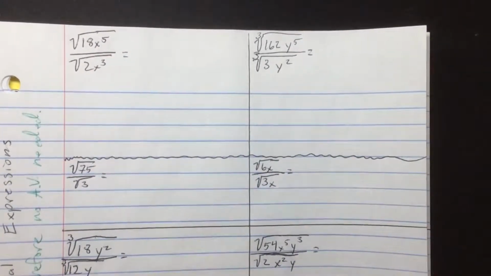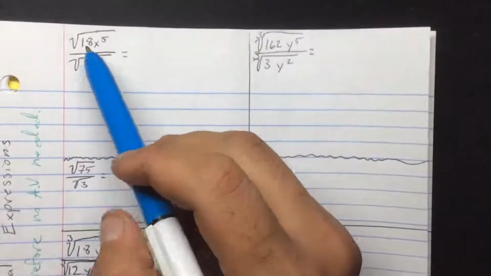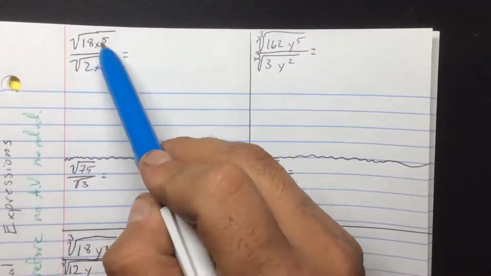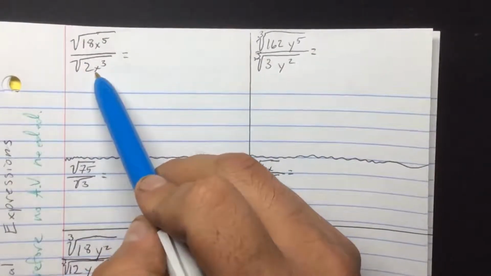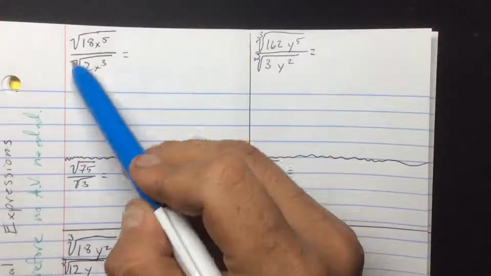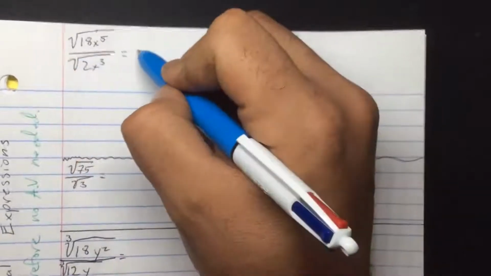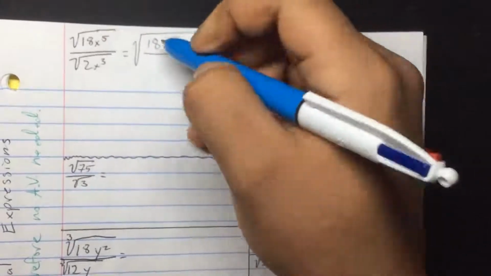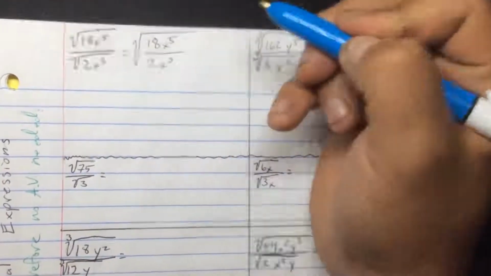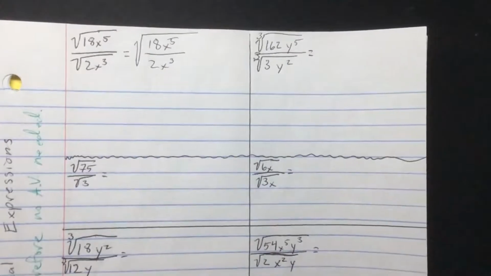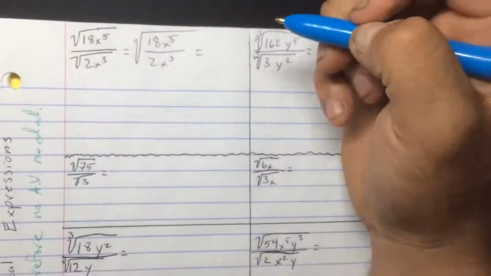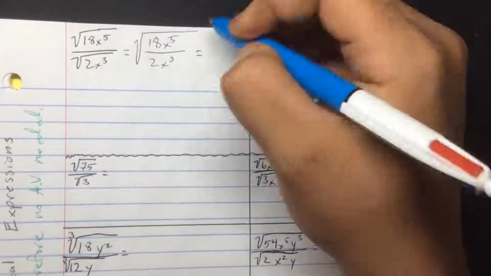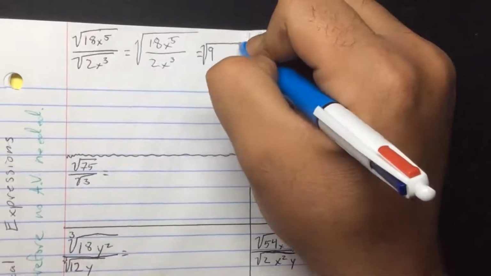The cool thing with this one is that when you have the same index, we can rewrite everything under the same radical. So for an example here, we have the radical of 18x to the fifth divided by the radical of 2x cubed. Since they have the same index, this can be rewritten as the square root of 18x to the fifth divided by 2x to the third. That means we can just rewrite this as 18 divided by 2, which is 9, still under the square root, by the way.